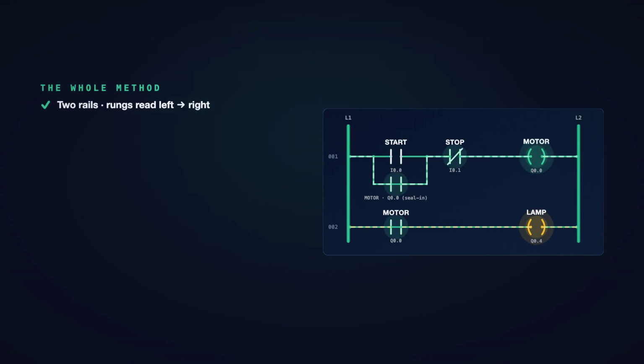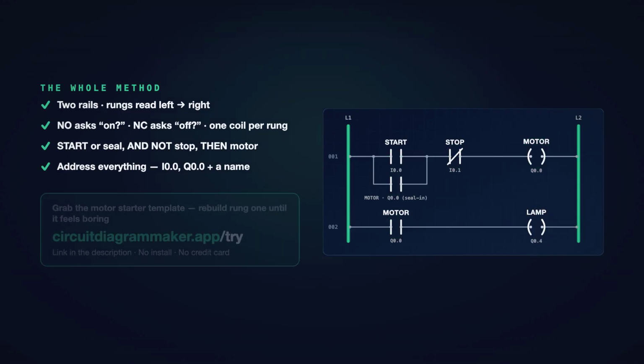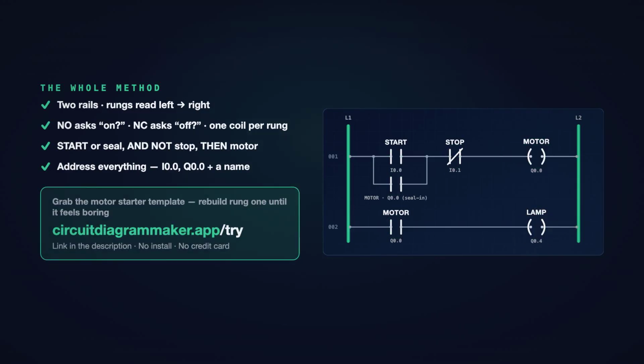So here's the whole method one more time. 2 rails. Rungs of logic read left to right. Normally open contacts ask if a signal is on. Normally closed contacts ask if it is off. And 1 coil ends the rung. Start or seal, and not stop, then motor. Address everything.